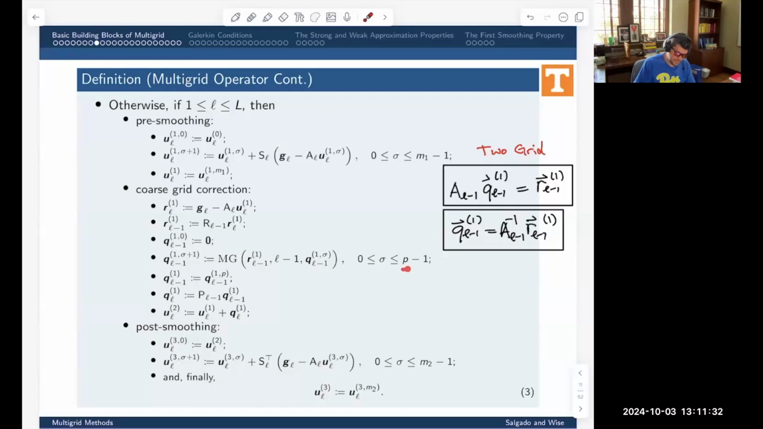So this p is just some positive integer. It could be 1. If it's just 1, then we're going to just do one application of multigrid. If it's 2, we're going to do two recursive applications of multigrid, and so on. Now, what comes out of that multigrid process, you can think of this as applying the 2-grid algorithm, but in some sort of recursive fashion.